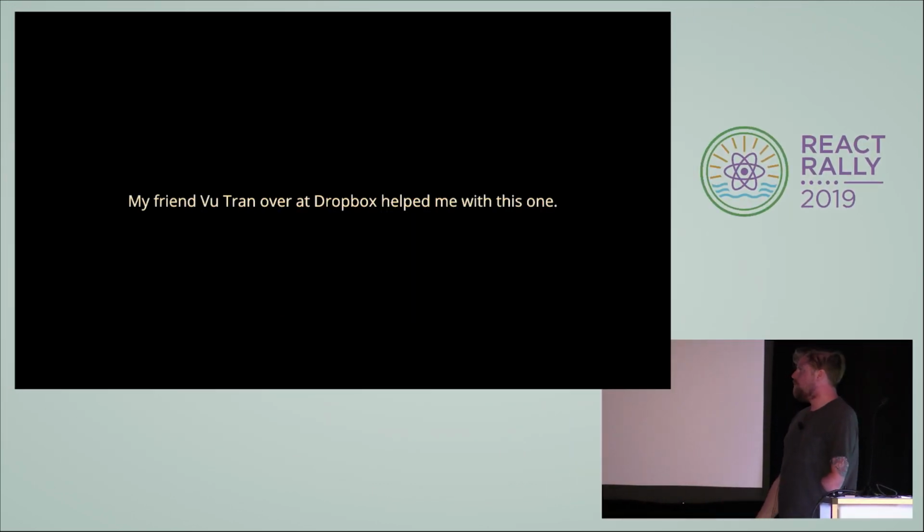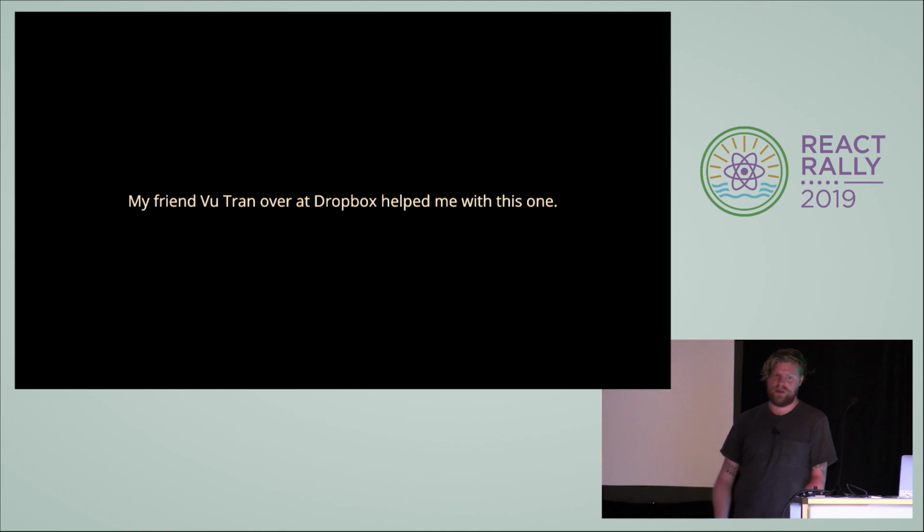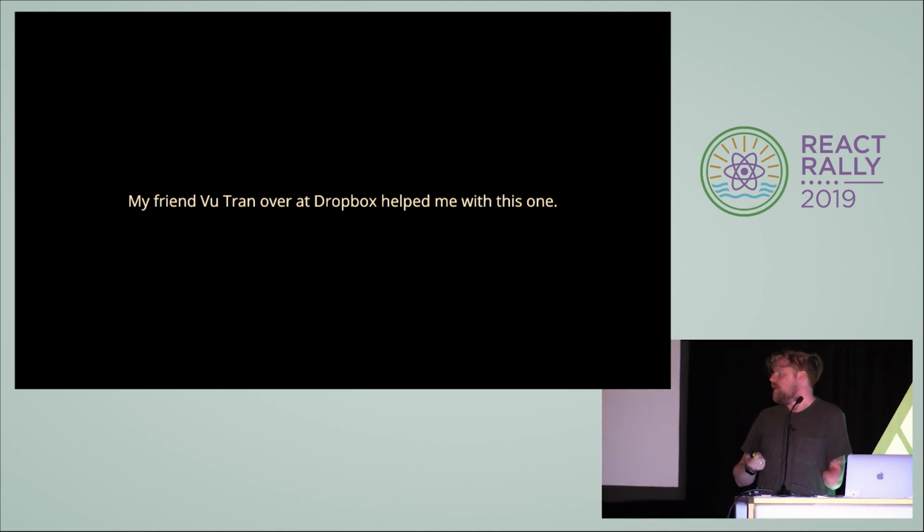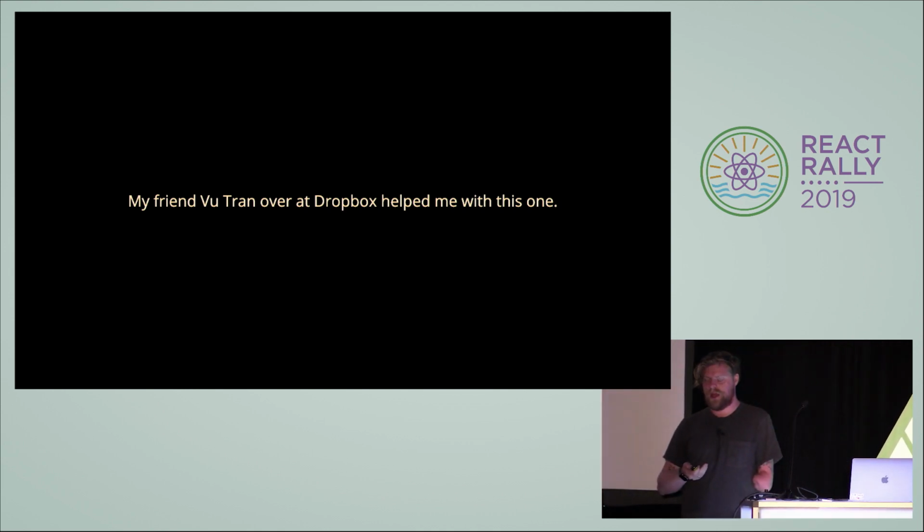My friend Vutran from Dropbox actually helped me with this one. He sent me this, and he is design systems at Dropbox. So why am I telling you this? My point is that accessibility doesn't even start when we code the website. It starts in the design. If you design something that's red and there's green text on it, people who are colorblind are not going to be able to see that. So we need to start thinking about accessibility before we even get into code.